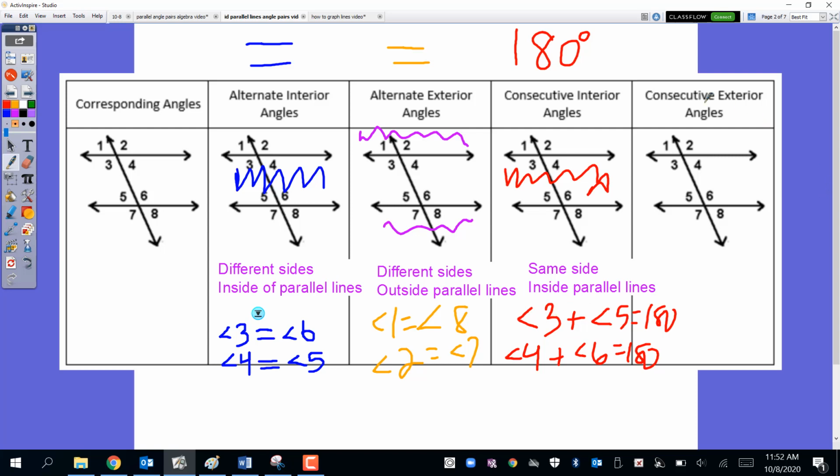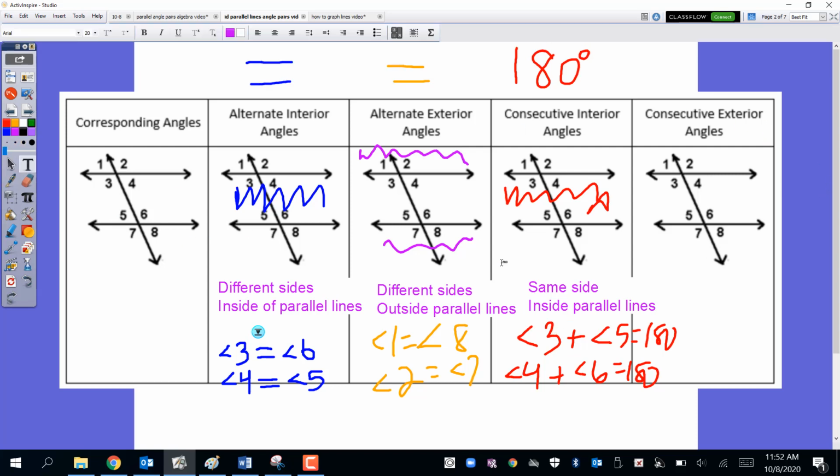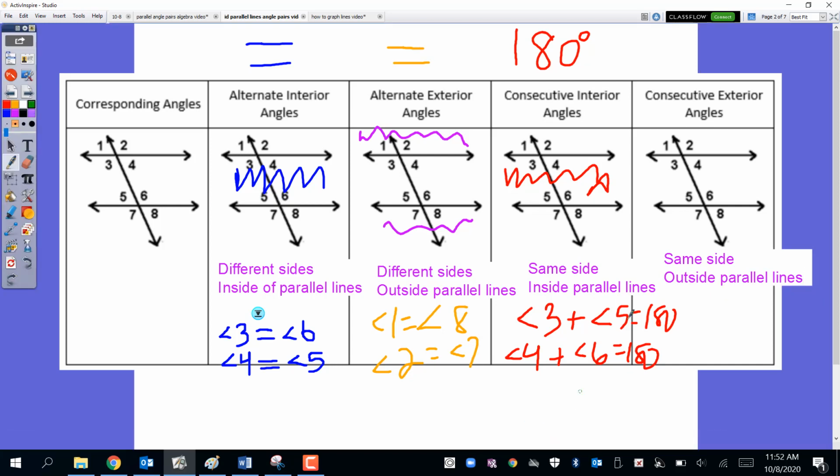On the last one over here, consecutive exterior. What does consecutive mean? Consecutive is the same side again of the transversal. Exterior is outside the parallel lines. So let's look at our exterior. Exterior we know is up here and down here. Out of those 4, let's start with angle 1. What's on the same side as angle 1 on the outside? That's going to be angle 7.